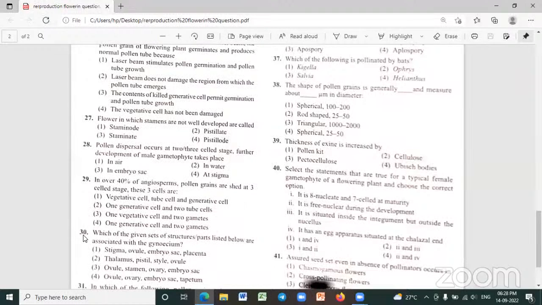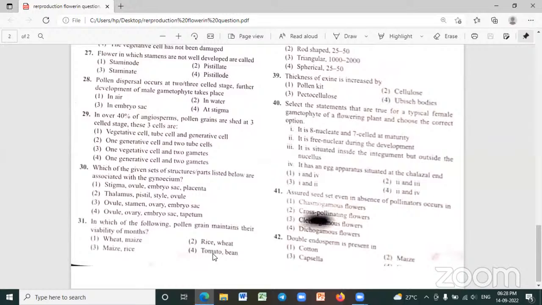Good. 30th one: which of the given structures and parts listed below are associated with the gynoecium? You already know what parts are present in it: stigma, ovule, embryo sac, placenta. Thalamus is not possible. Pistil, style and ovules are not possible. Ovule, stamen, ovary, embryo sac does not come under this heading. Ovule, ovary, embryo sac, tapetum does not come under this heading. They are asking which structures and parts are associated with the gynoecium only.